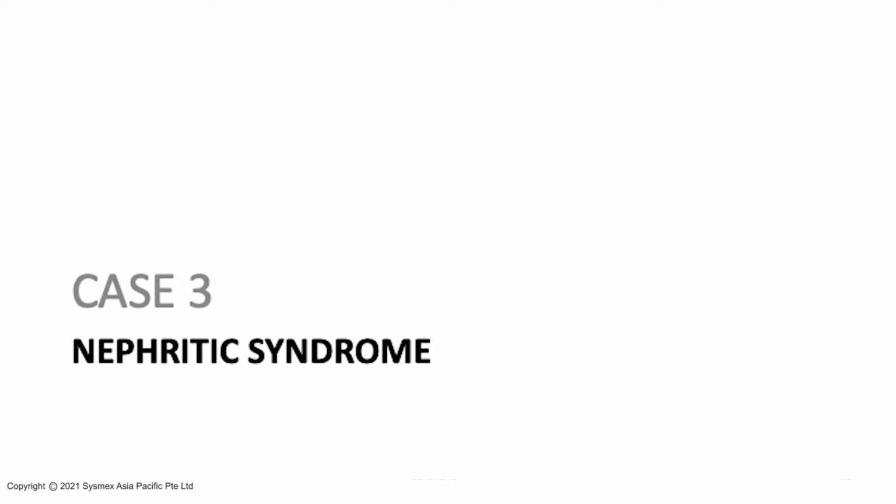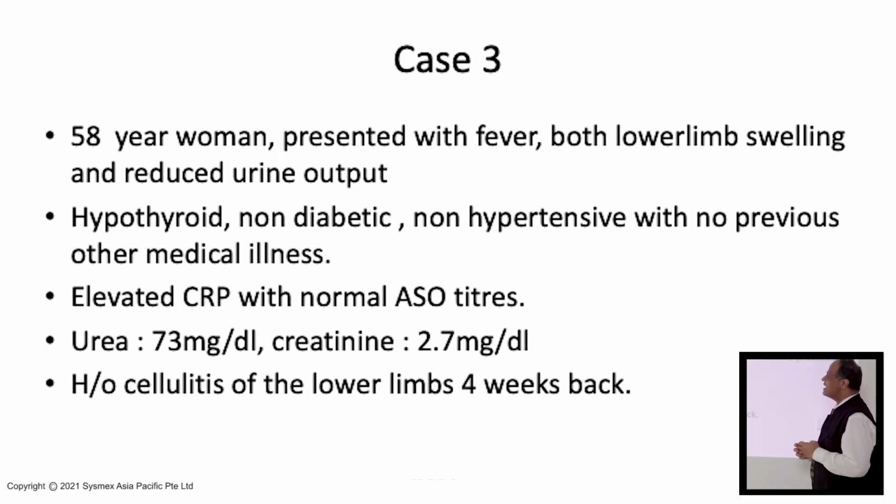So, we will take first the nephritic syndrome. Here we have a 58-year-old woman who presented with fever, lower limb swelling, and reduced urine output. She has hypothyroidism, but she is not diabetic or hypertensive, and does not have any previous medical illness itself.